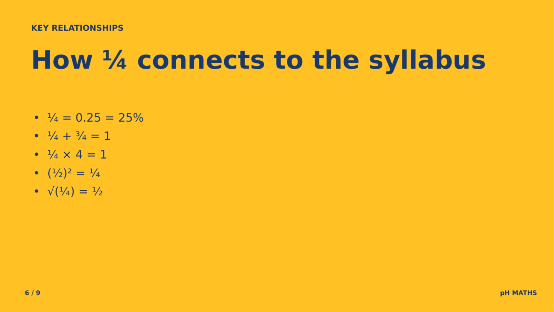Key relationships. A quarter equals 0.25 equals 25%. A quarter plus 3/4 equals 1. A quarter times 4 equals 1. A half squared equals a quarter. That's the doll trick. And the square root of a quarter equals a half. The doll unwinds. Use that last identity whenever a problem hands you a square root of an awkward small fraction.